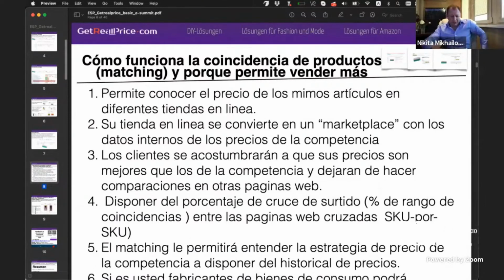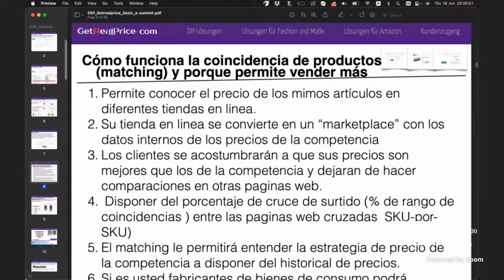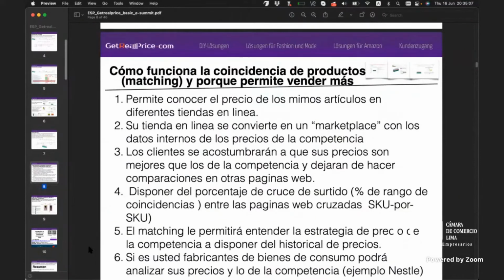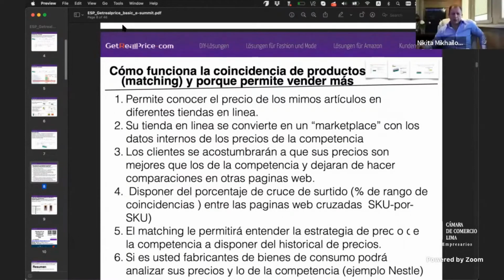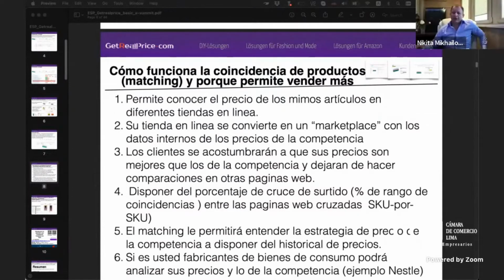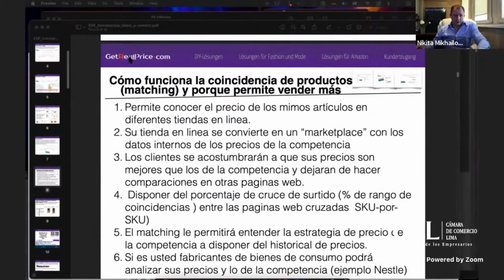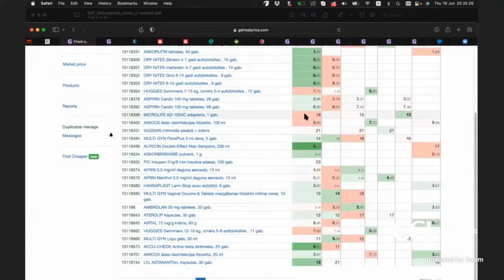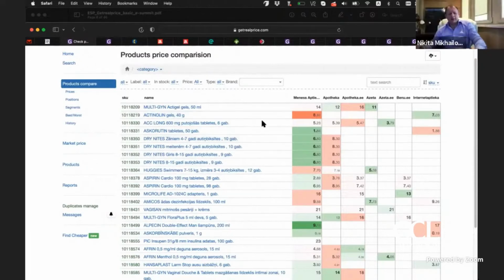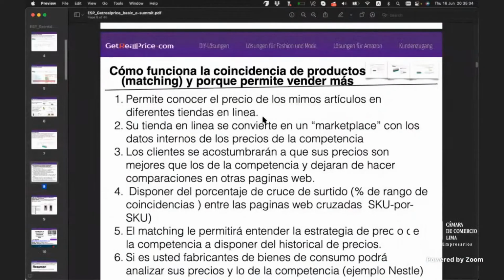So the topic of our meeting today is how matching helps to sell more in e-commerce. Let me just summarize some points of what we just discussed. The first and most obvious thing is that you start knowing the prices of the same items in different web shops. This is that point.